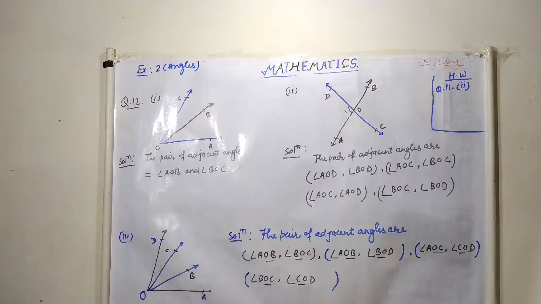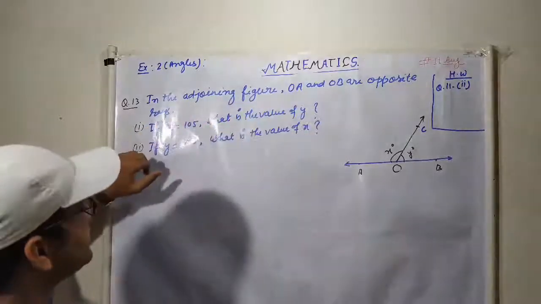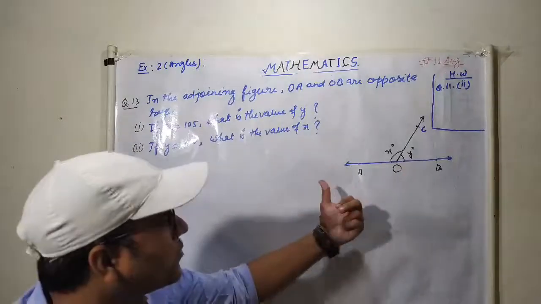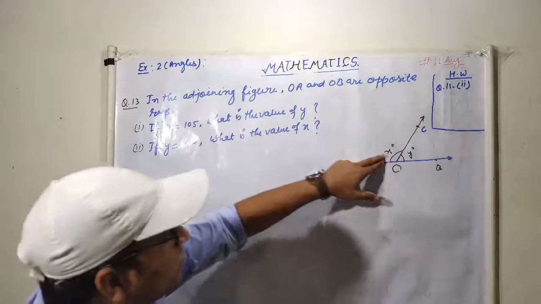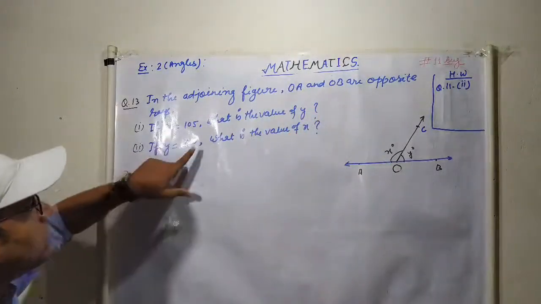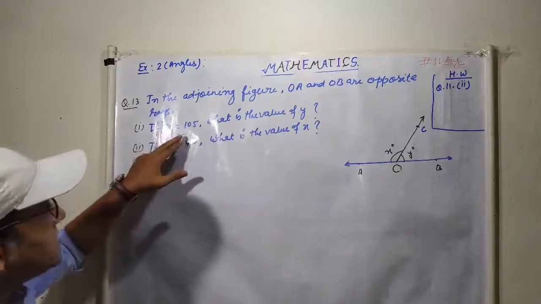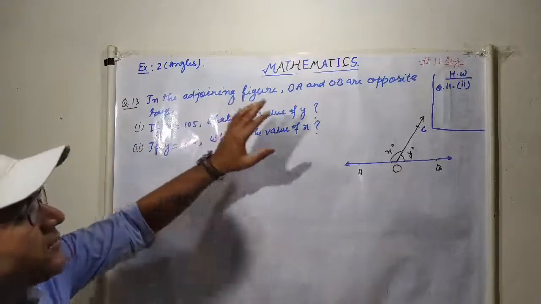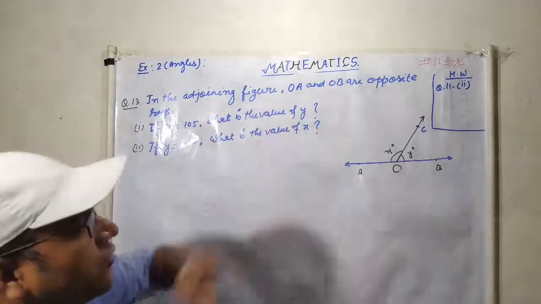Now I'm going to start your question number 13. In the adjoining figure, OA and OB are opposite rays. If x is equal to 105, what is the value of y? And if y is equal to 40, what is the value of x?